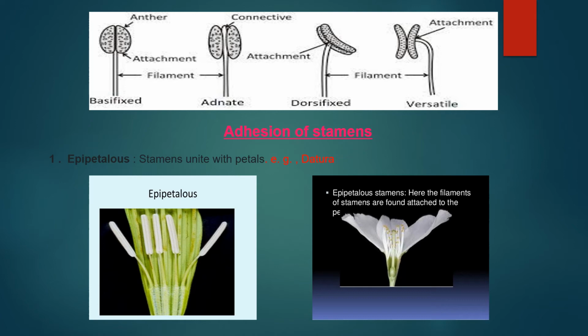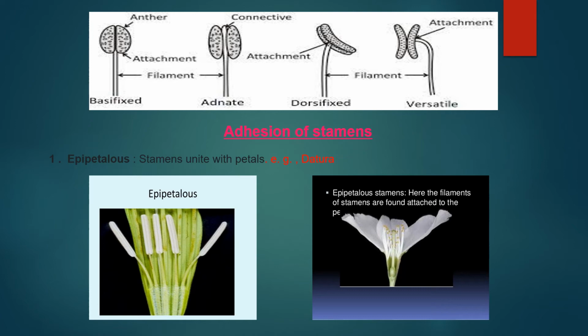And this is versatile, where the anther lobes are comparatively long, and to one end of the anther lobes the filament is attached, and this is what we call versatile anther. Coming to the next part of the stamens, that is adhesion of the stamens.